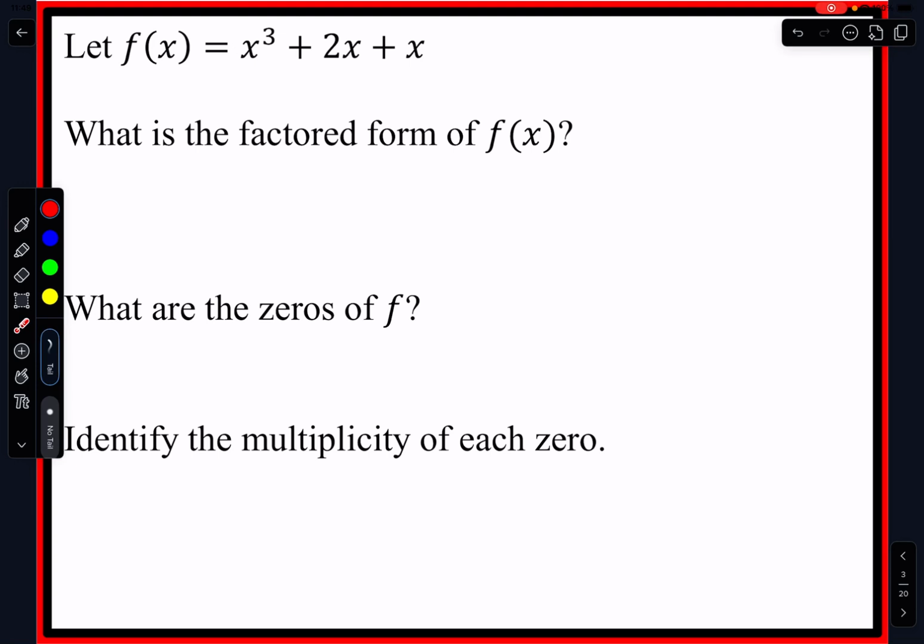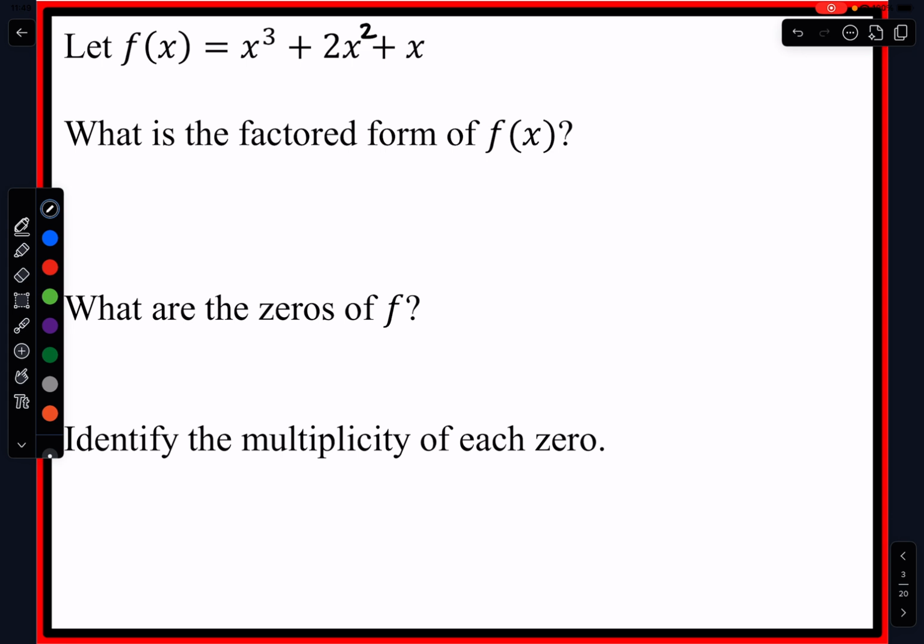Here I'm going to explain how to find the factored form of this polynomial function, identify the corresponding zeros and their respective multiplicity. We'll begin by factoring this. Notice that we have three terms. We have a trinomial and there's a common factor of x. Note that this right here should technically be x to the second power.